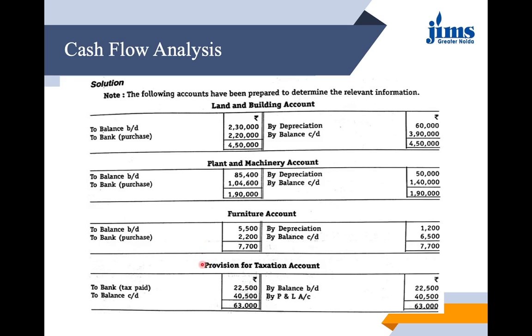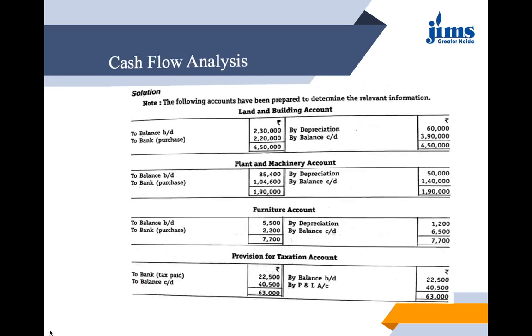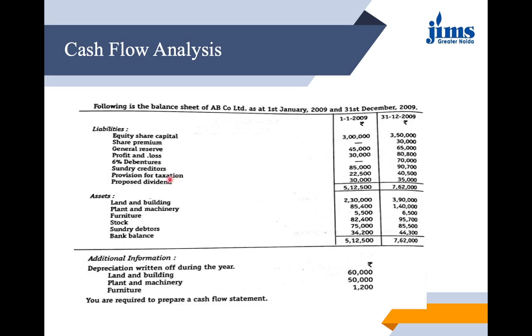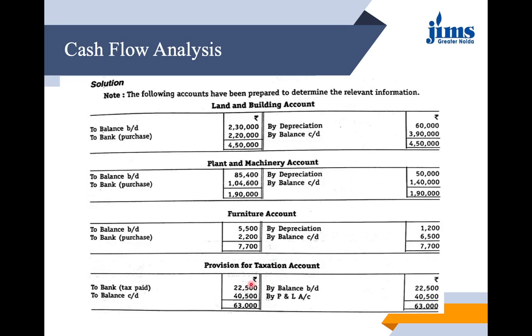We are preparing a provision for taxation account also because we have adjustments under this. We can have a look about the taxation amounts which are given to us. Let us see the taxation provision. We are having 22,500 and 40,500. So we will be providing that. You can have a look that the balance brought down is 22,500 and the balance carried down is 40,500.